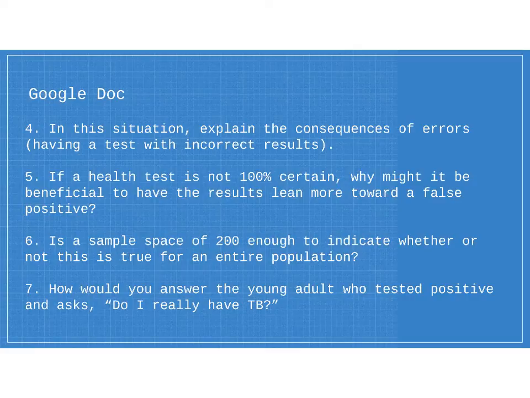Okay, and then there was a good one from my last class. They said loss of job opportunity. Why? Because some jobs you can't have TB. And so if you have TB, they can't hire you because of whatever that specific job is. And so if you had a false positive, they'd say, well, sorry, we can't hire you, which sucks because you actually don't have TB, but the test says you do.